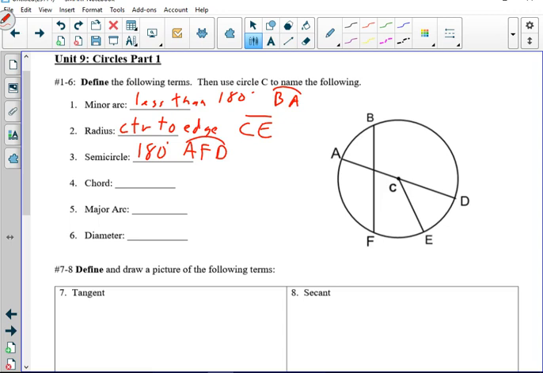A chord connects 2 points on a circle, not through the center. A major arc is more than 180.